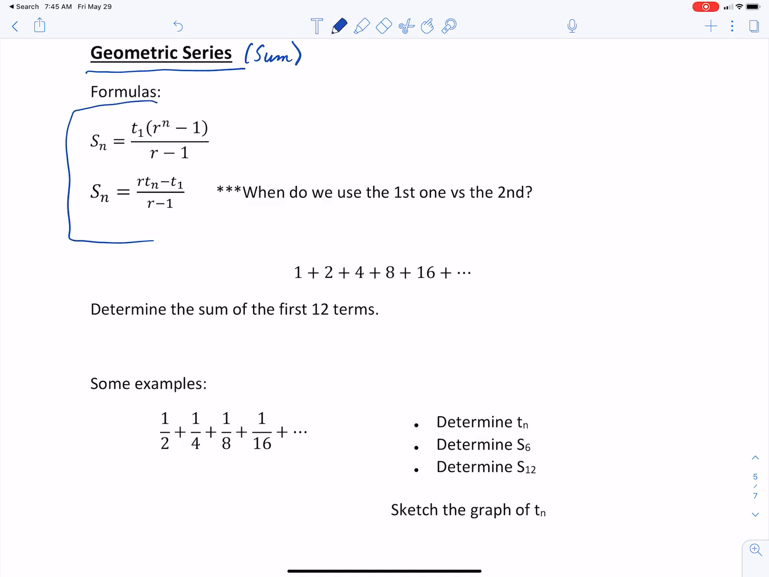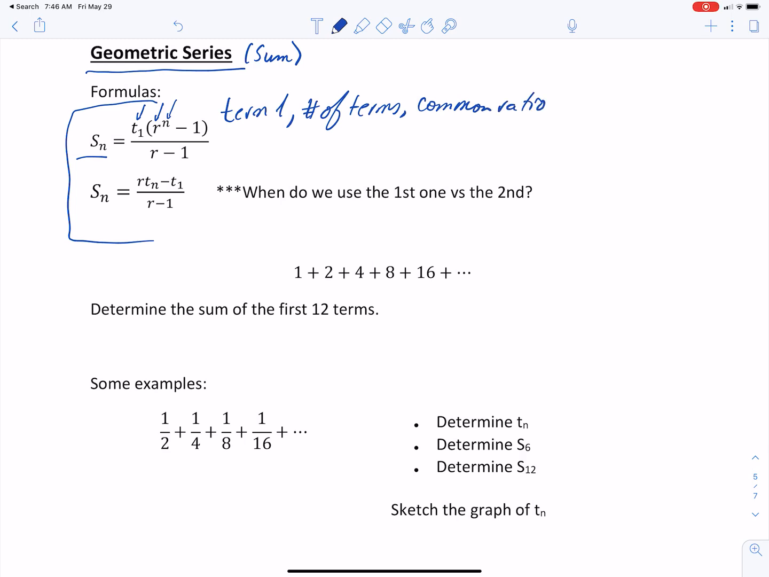So the sum of n terms is the first term, that's T1, times the common ratio to the power of the number of terms, minus 1, over the common ratio minus 1. So this is when I have term 1, the number of terms, and of course the common ratio.